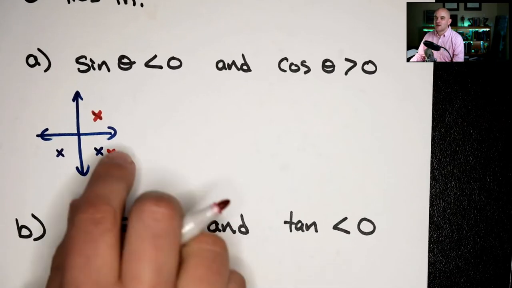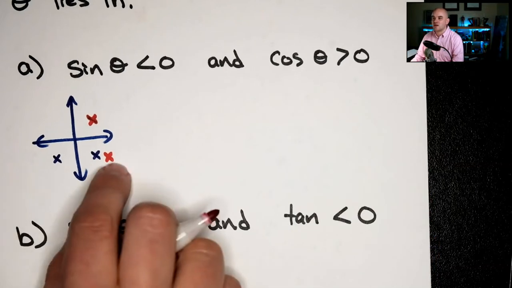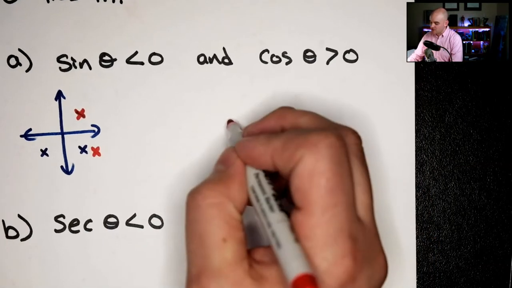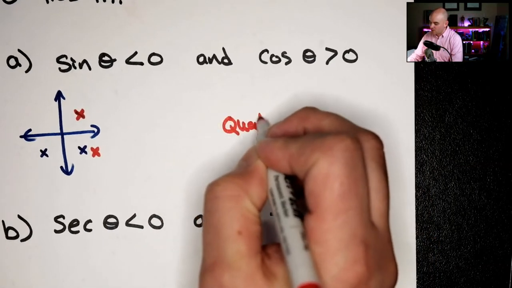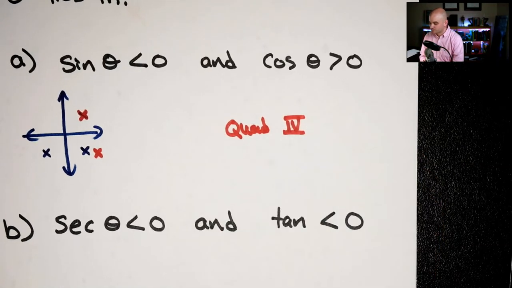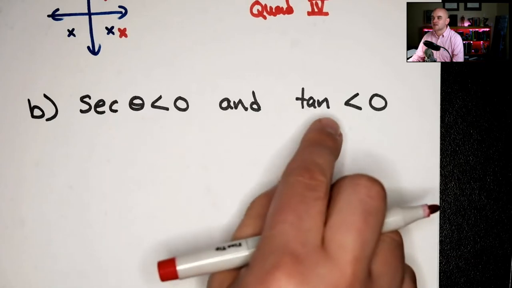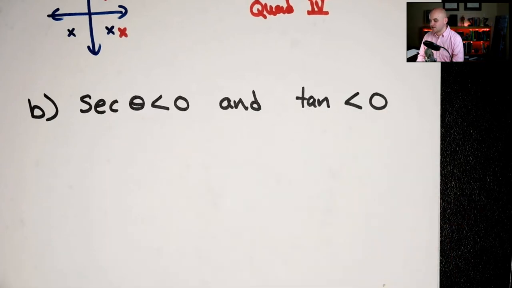And the only time I get both of them to match this condition is down in quadrant 4. So my answer here is quadrant 4. And remember, with quadrants, we list this out in Roman numerals. Let's take a look at the next one. It says the secant of theta is less than 0 and the tangent is less than 0.